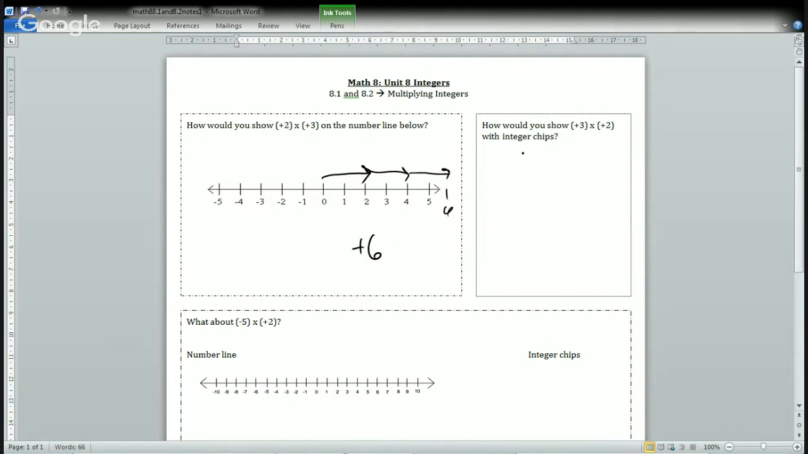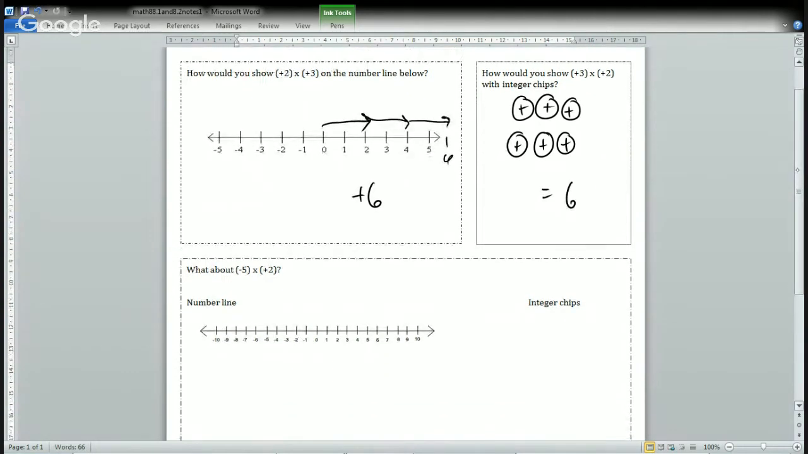Now, to represent it with integer chips, because they're positives, I've got 1, 2, 3, there's positive 3, and I'm going to do it twice, times 2. So another positive 3. Positive 3 times positive 2 equals 6. So let's get into some negatives.